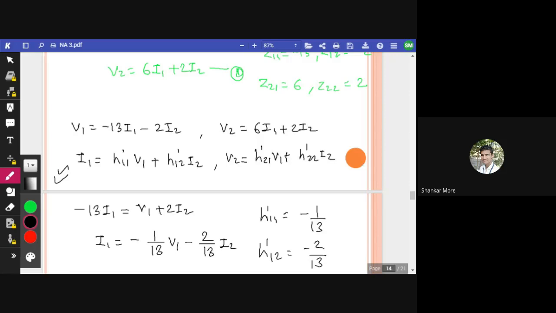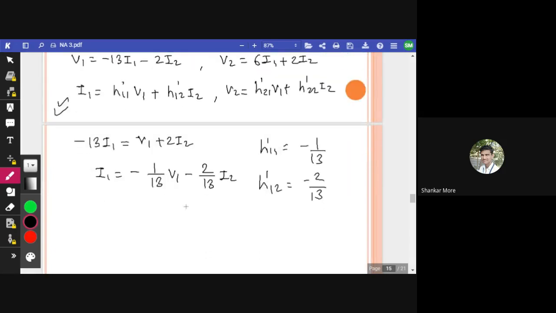i1 को हमें एलिमिनेट करना पड़ेगा सिंपली। हाउ कैन वी एलिमिनेट i1, इस इक्वेशन को 6 से मल्टीप्लाई करो, इस इक्वेशन को 13 से मल्टीप्लाई करो, दोनों को ऐड कर दो, विल गेट i1 eliminated. Okay, so let's move further with the procedure. So मैंने क्या कहा, पहले इक्वेशन को हमें 6 से मल्टीप्लाई करना है, राइट?